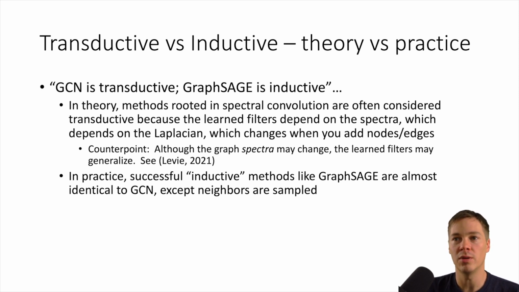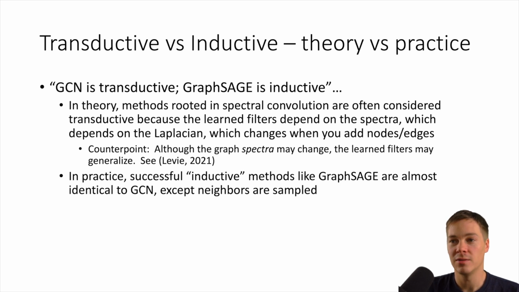So the thought is, well, the filters applied to the spectra no longer make sense. The eigenvectors themselves have changed. The spectra are based on that basis. So, how can you apply that to a different graph? There actually is a counterpoint to this argument, and there's a reference at the end for that says that while the spectra may change, the learned filters themselves may actually generalize.